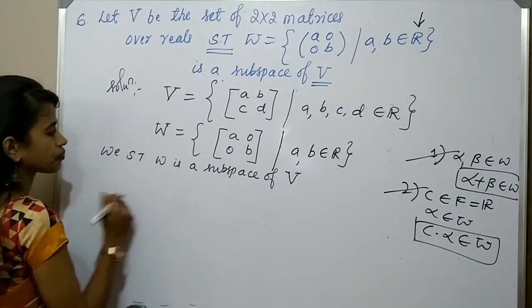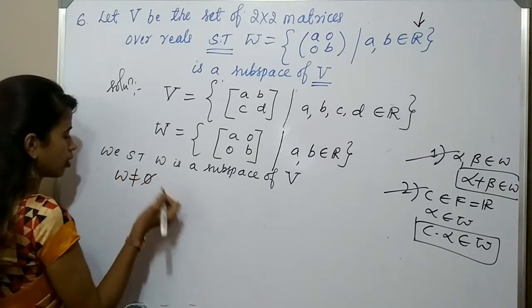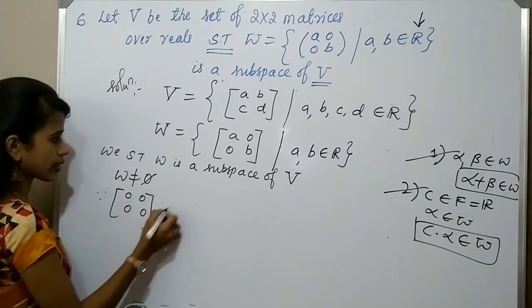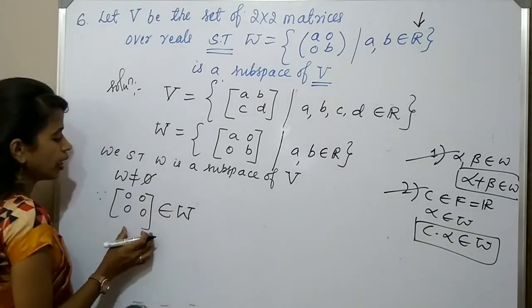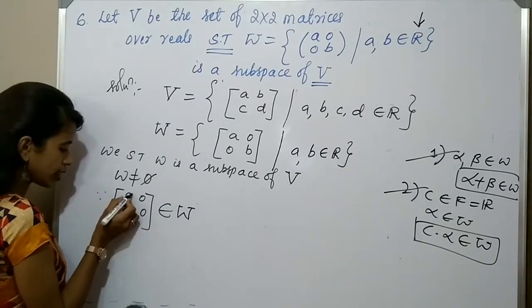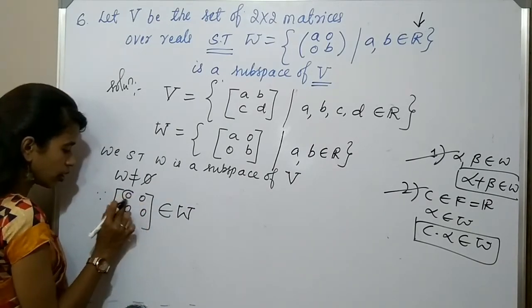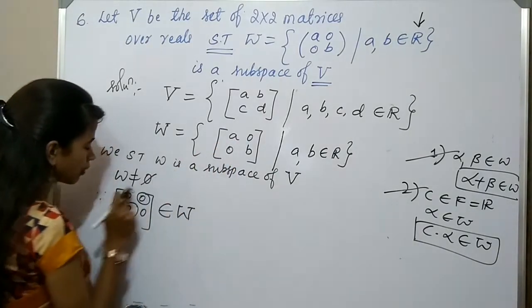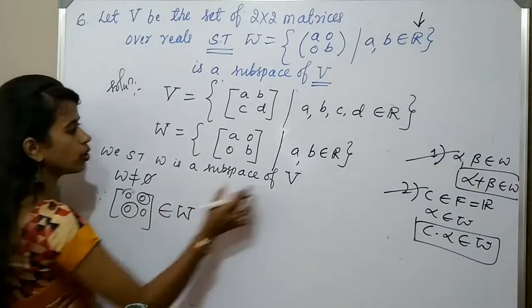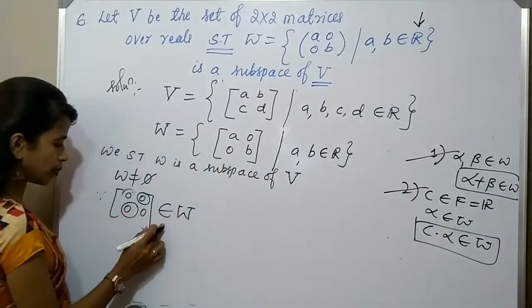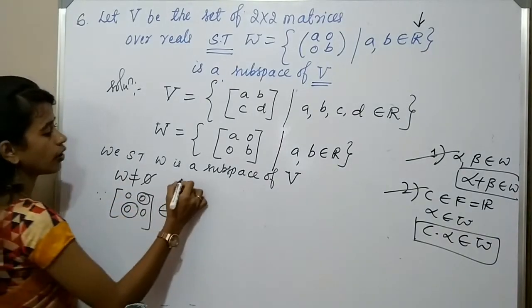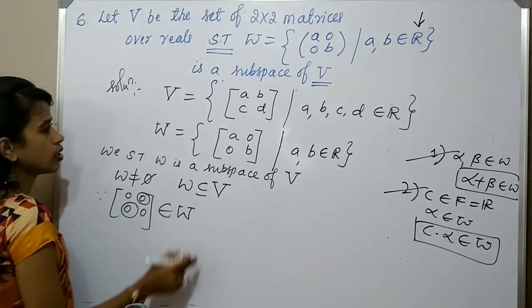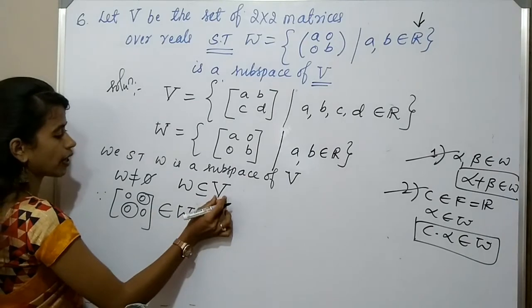Now, is W non-empty? Yes, because the null matrix [0, 0; 0, 0] clearly belongs to W, because it is a 2 by 2 matrix. In place of A we have 0, and in place of B we also have 0, and 0 is clearly a real number, therefore it belongs to W. Therefore, it is non-empty and also a subset of the vector space V.